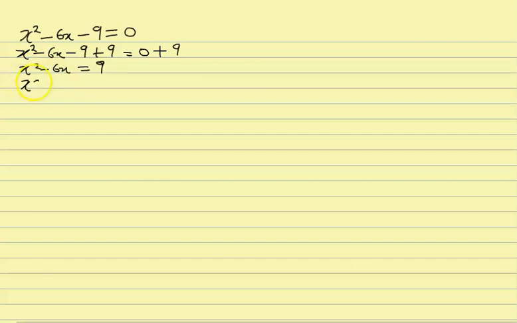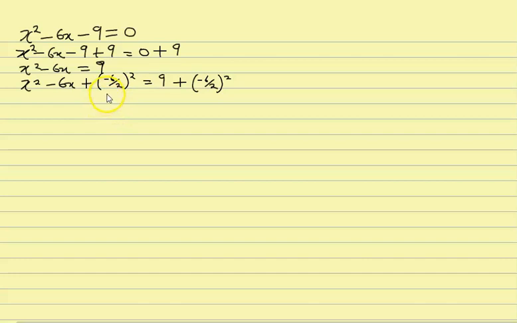So we get x squared minus 6x plus, let me keep that in brackets, minus 6 over 2 squared equals 9 plus minus 6 over 2 squared. Remember, we're adding the same thing to both sides. Take the coefficient of x, which is minus 6, divided by 2, and add to both sides of the equation. That's the next step, and that is the point where we are right now.